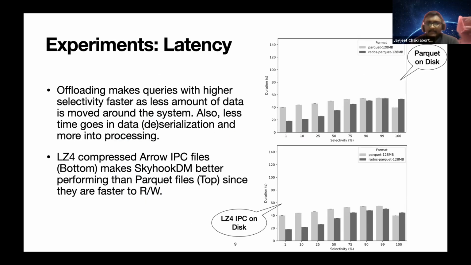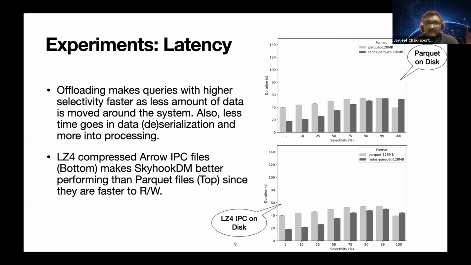So next we did some experiments with Skyhook. Here are some experiments with two types of data on disk. One is Parquet on disk. Another we tried just to see was to store LZ4 IPC on disk. In both cases, you can see with lower selectivities, the amount of data moved around the system is very less. And the percentage improvement is really nice, more than 50% improvement.